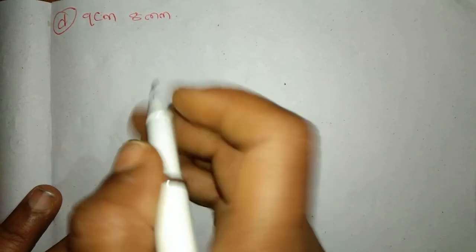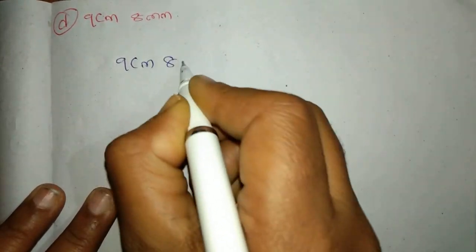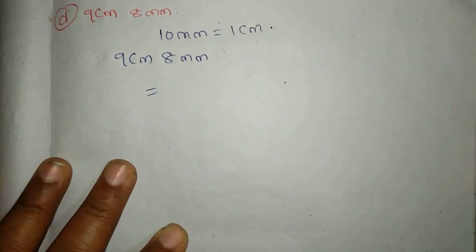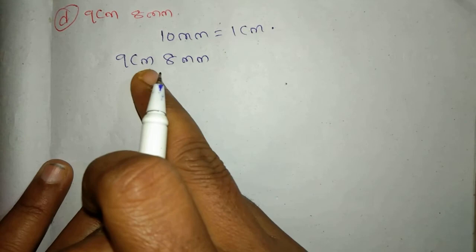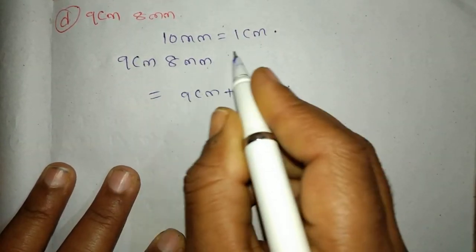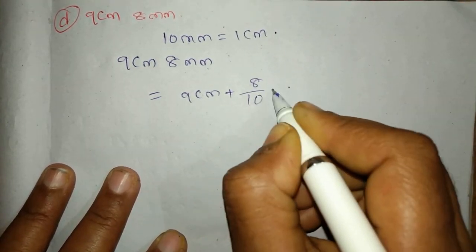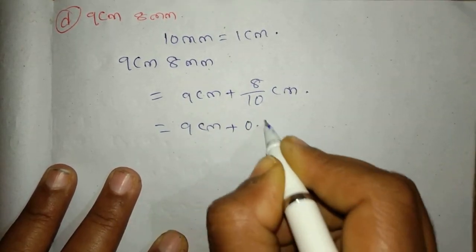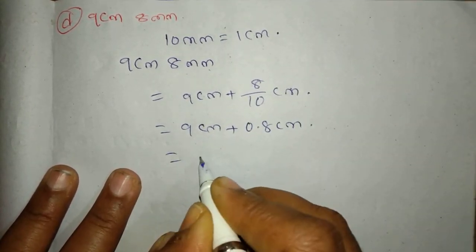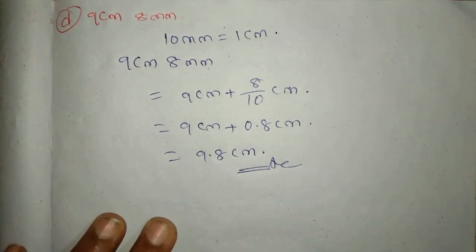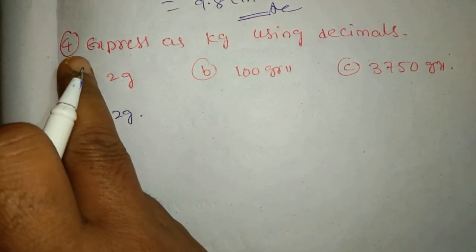Next one, 9 centimeters and 8 millimeters. As we know that 10 millimeters is equal to 1 centimeter. Here already 9 centimeters, plus 8 millimeters is equal to 8 by 10 centimeters. That is equal to 9 centimeters plus 0.8 centimeters. This can be written as 9.8 centimeters. Now let us see the next question, that is the fourth one.